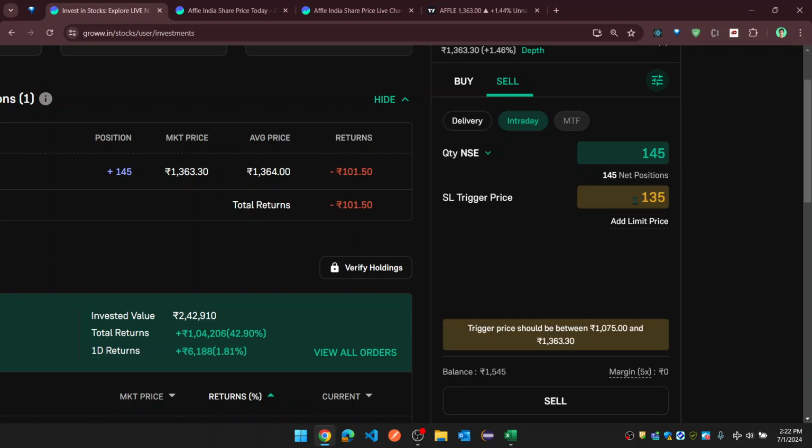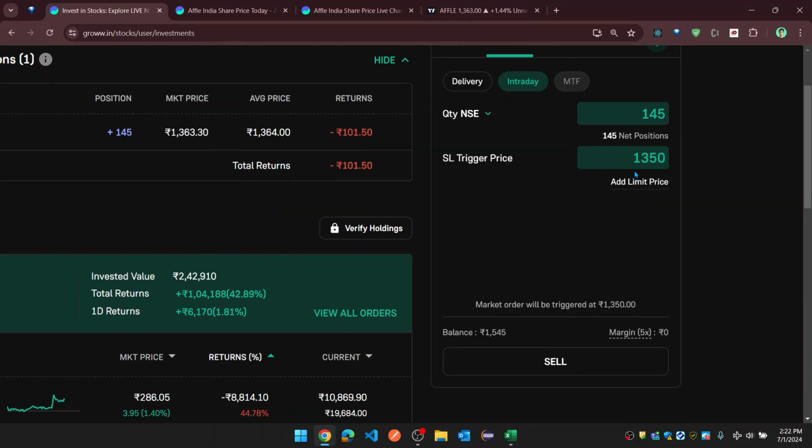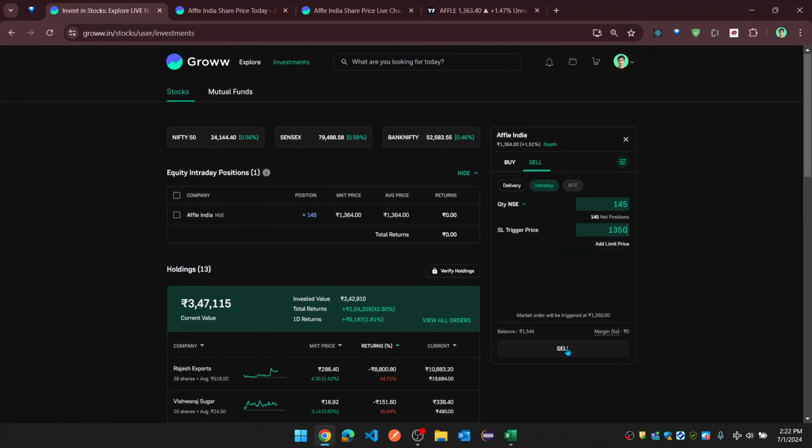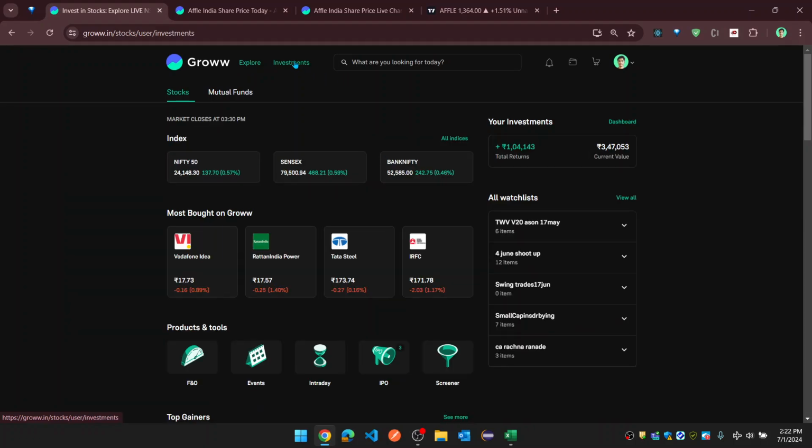1350 would be my stop loss. If I have done all the mathematics, if it goes to 1350, I'll be making a loss of around 2000 rupees. All of that I have taken into consideration. So I have to click on the sell button. I think I should do it once again. I don't want to face any losses today.